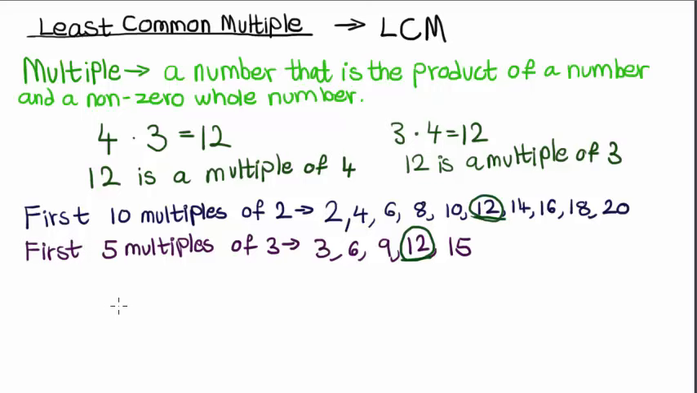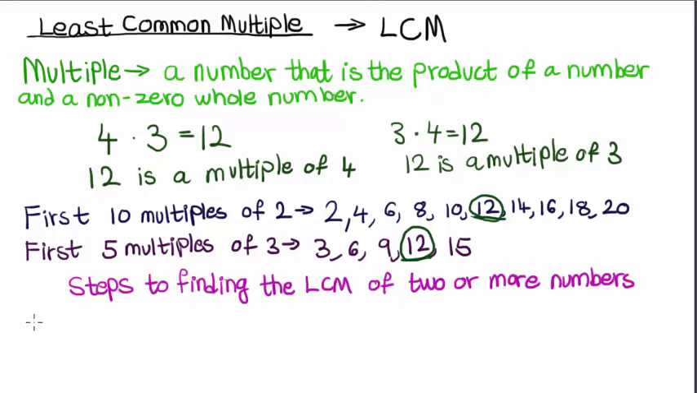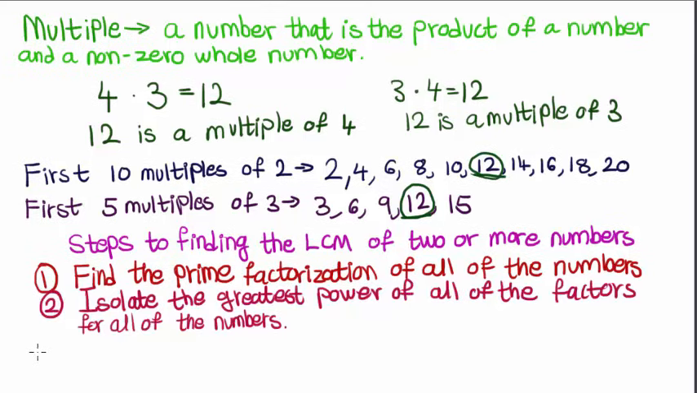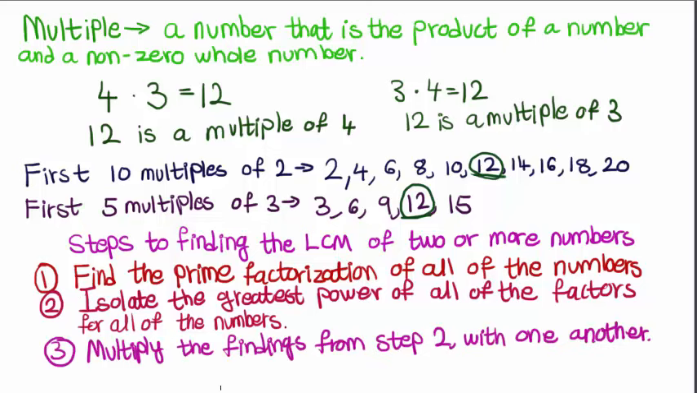So now let me go over the steps that are required to find the least common multiple between any two numbers. In the first step, you need to figure out the prime factorizations of all of the numbers that you're trying to find the least common multiple of. After that, you need to isolate the greatest power of each of the factors for each of those numbers. And lastly, you need to multiply all of the findings from step number 2. So I hope these 3 steps have confused you a little bit. So in order to clear up the confusion, let me do a few examples.